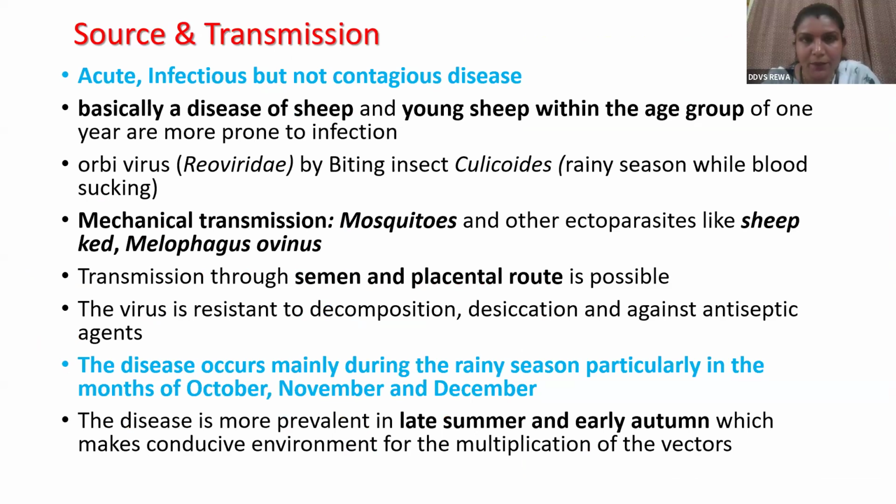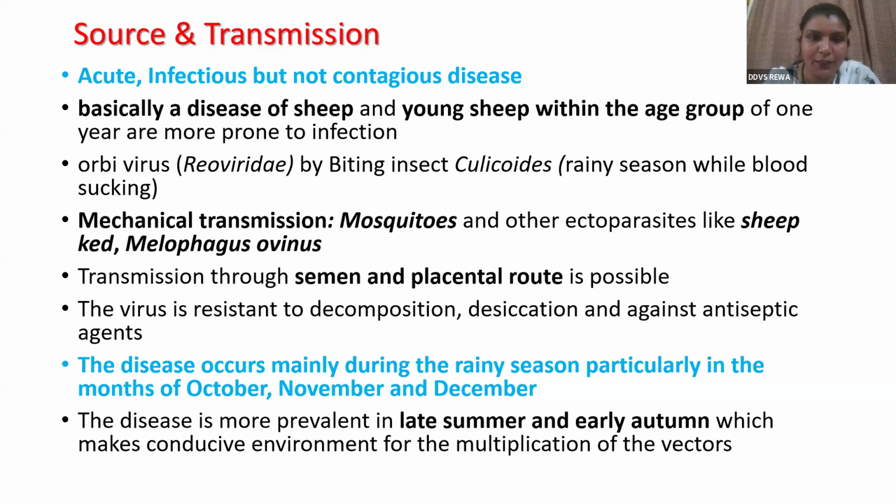And as I told you, PPR is most commonly seen in goats, but blue tongue is basically a disease of sheep, particularly the young ones. It is caused by a virus and transmitted by insects. A vector is involved, so biological transmission is there, mechanical transmission may be there, and there are some reports of semen and placental routes of transmission. Another feature of this virus is that it is very resistant, so it can survive for a longer duration.